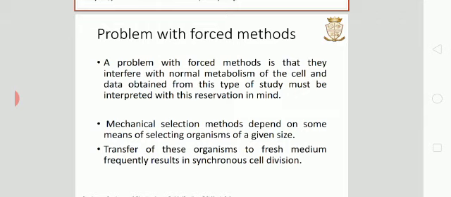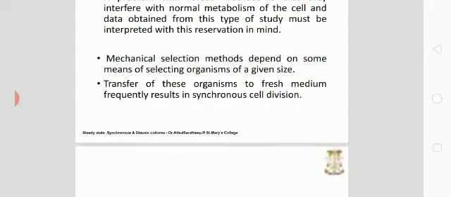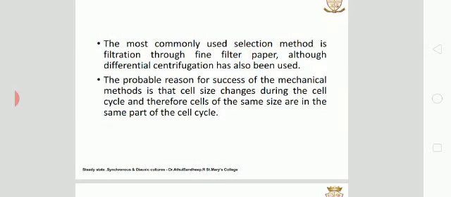Mechanical selection methods depend on some means of selecting organisms of a given size. Transfer of these organisms to fresh medium frequently results in synchronous cell divisions. The most commonly used selection method is filtration through fine filter paper, although differential centrifugation has also been used. The probable reason for the success of the mechanical method is that cell size changes during the cell cycle, and therefore cells of the same size are in the same part of the cell cycle.